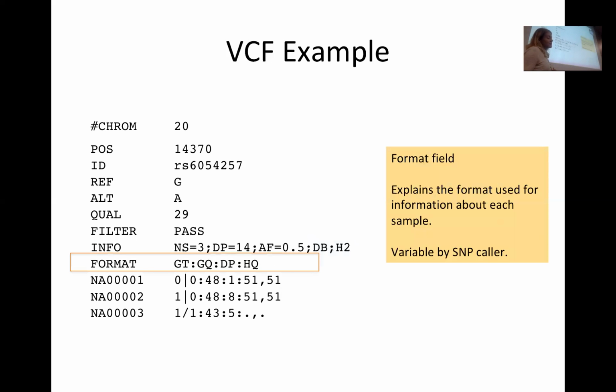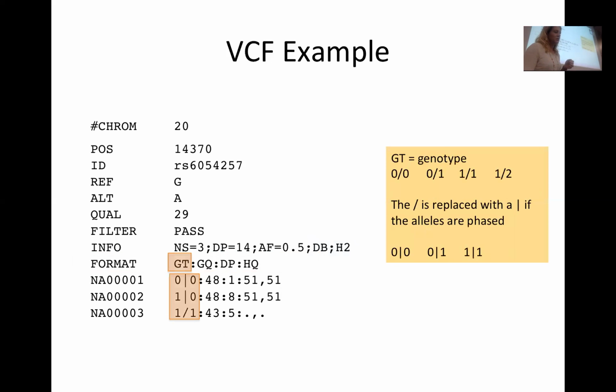And then you get this format field, and this is where it gets a little complicated. The format field is telling you, for every subsequent column, which are all going to be individuals, the format of the data that those columns are going to be in. So in this case, it's saying for each individual, I'm going to tell you the genotype, print a colon, print the quality, print the depth, and then print something else, and we'll get there. But anyway, the first thing it's going to tell you is the genotype.